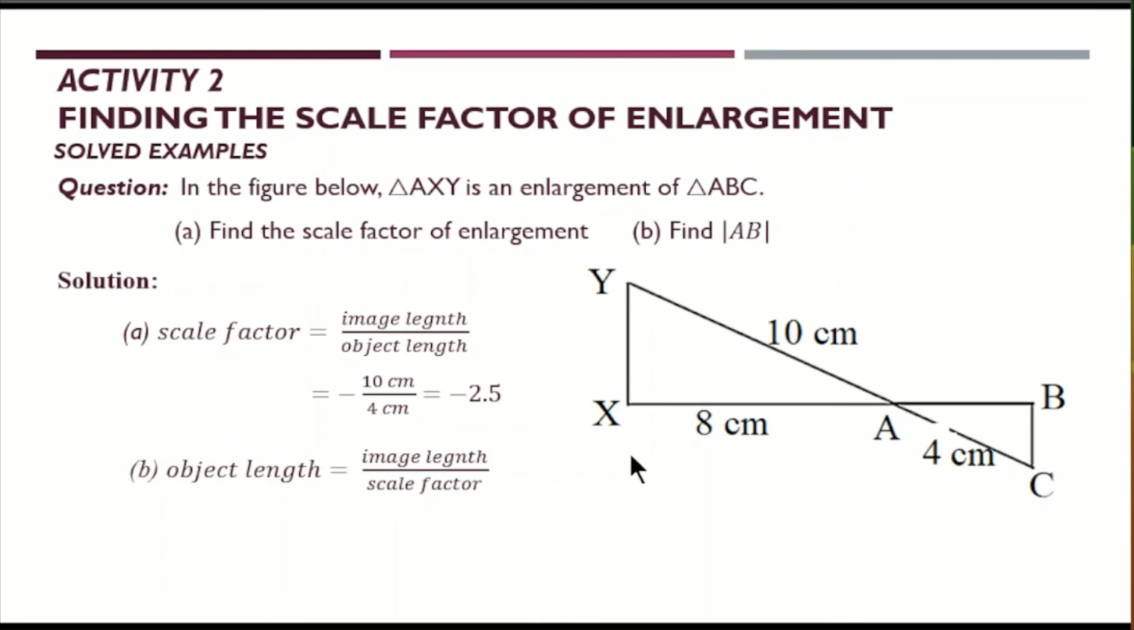And to find the length of AB, AB is an object length, and the object length is given as the image length divided by the scale factor. So its corresponding image length is AX, which is 8 centimeters. So we are going to divide 8 centimeters by the absolute value of the scale factor, since measurement of length cannot be negative. So we are not going to use the negative, but just the 2.5. So 8 divided by 2.5 gives us the length of 3.2, and that is the length of AB.